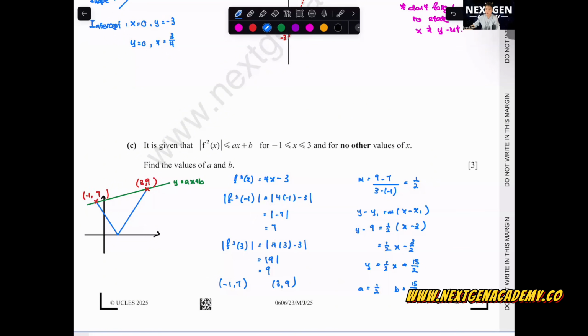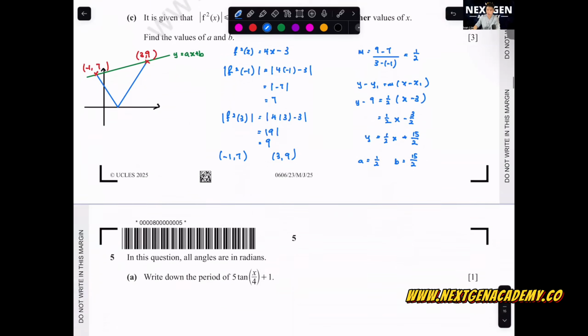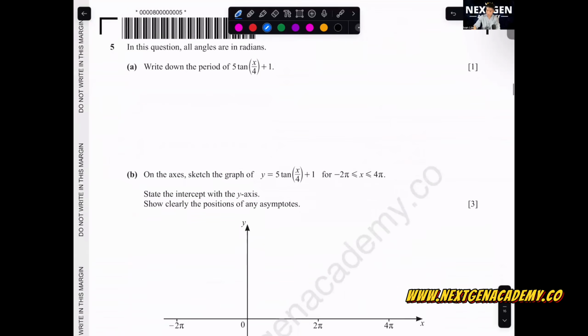Okay, let's go to question number 5. In this question, all angles are in radians. So go to your calculator and change it to radian mode first. Write down the period of 5 tangent x over 4 plus 1. This will be the b value that we want, but you can separate it and write it as 5 tangent 1 over 4 x plus 1, so it's clearer to see. The b value is 1 over 4. Okay, b equals 1 over 4.